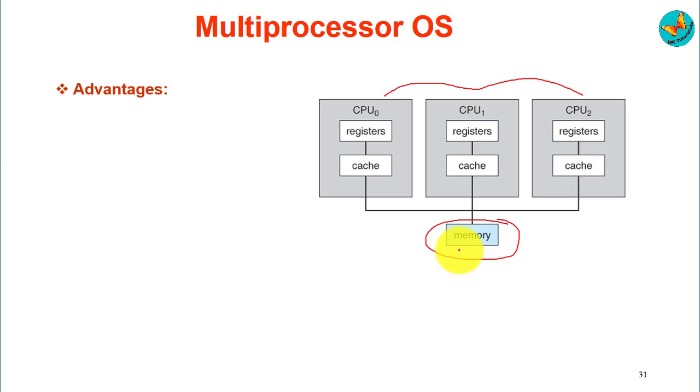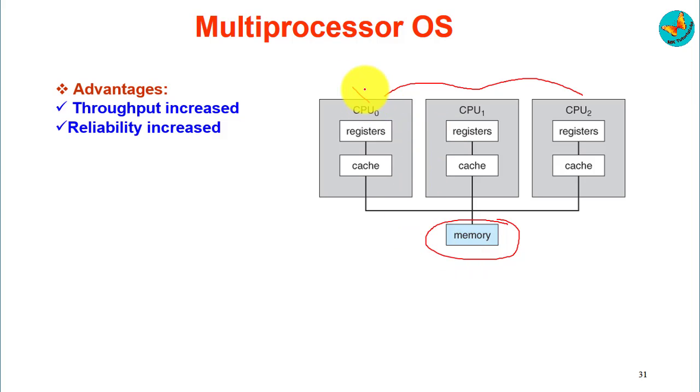Now let us understand the advantages of this system. Since multiple CPUs are there, more work is done, hence our throughput is increased. Then, as I have already told you, suppose something happens to this CPU, then the other two CPUs will keep on working, and hence the reliability of the system is increased. And since we are including multiple CPUs within the same system, instead of having 3 computer systems, we are having only 1 computer system, hence our hardware cost is reduced.